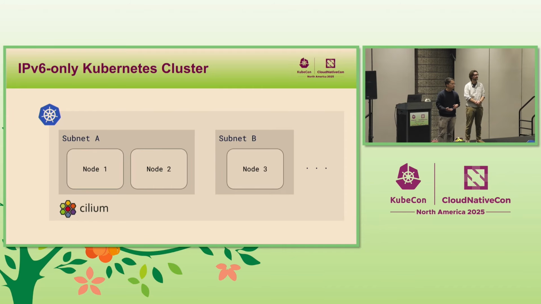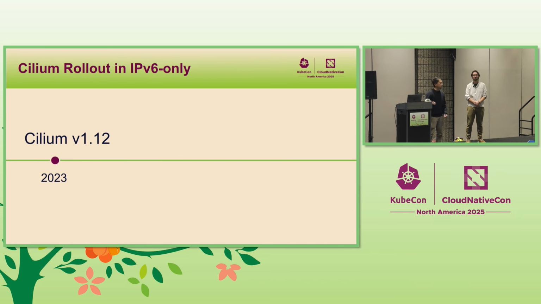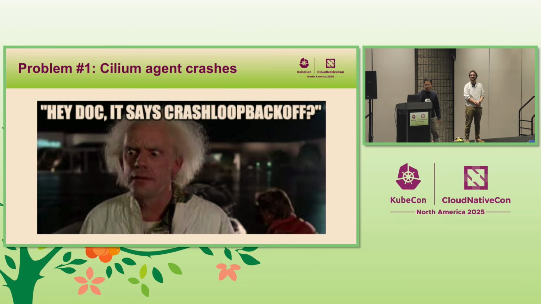This is a typical cluster that we have. A cluster can contain nodes from multiple different subnets, multiple different link layer domains, which we do not have control over. With this constraint, we were able to roll out Cilium in IPv4 only clusters and in dual stack IPv4, IPv6 clusters, but we were facing challenges rolling out Cilium in our IPv6 only clusters. We started our journey trying out Cilium in IPv6 only back in 2023 when Cilium was at 1.12. So what happened when we tried for the first time? The Cilium agent crashed, continuously in crash loop back off.